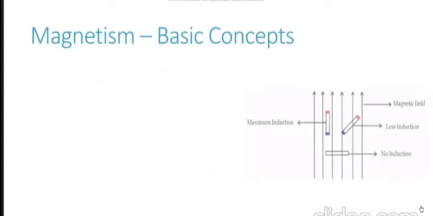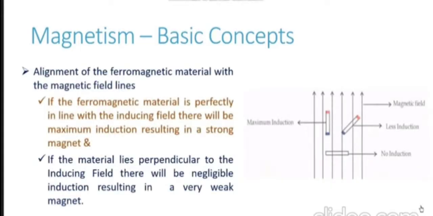And the second criteria which decides what will be the strength of an induced magnet is the alignment of the ferromagnetic material with the magnetic field lines. If the ferromagnetic material is perfectly aligned or it is perfectly in line with the inducing field, there will be maximum induction occurring, resulting in a strong induced magnet being generated.